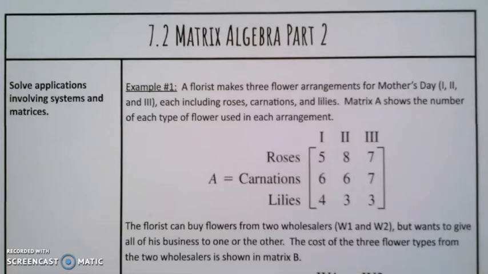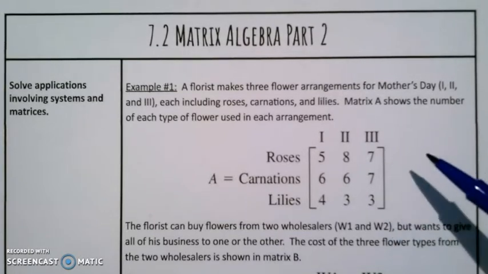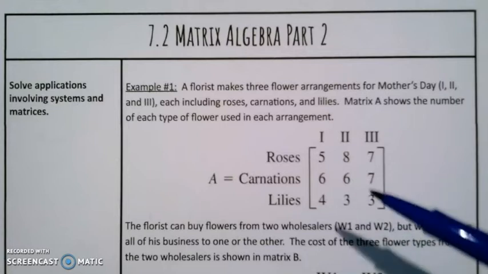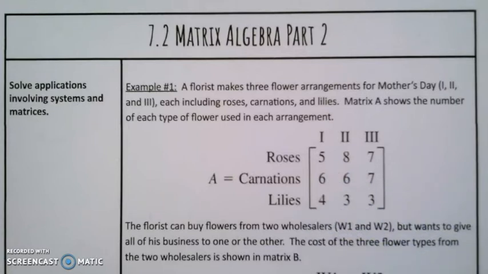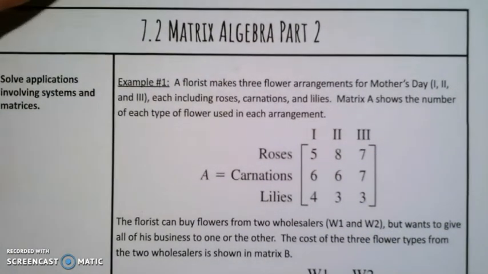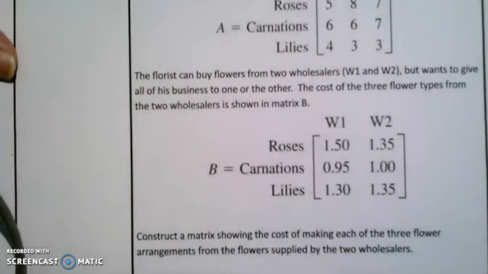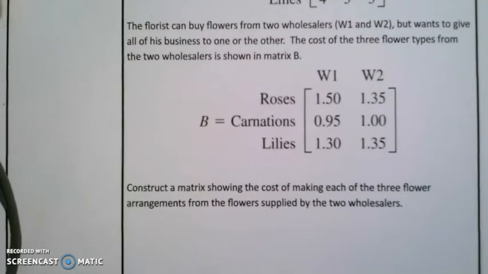All right, on page 161 of your notes packet, we're looking at the second part of 7.2, still working with matrices. So we're going to start off with an example of an application using one of the operations that we talked about in the last part of this section. So we have a florist making flower arrangements. There are 3 different arrangements that the florist is making, and each arrangement is made up of roses, carnations, and lilies. And the florist has 2 different places where she can buy the flowers.